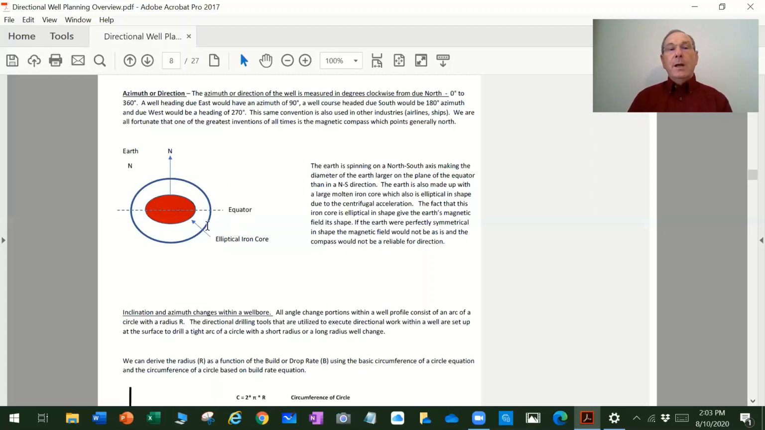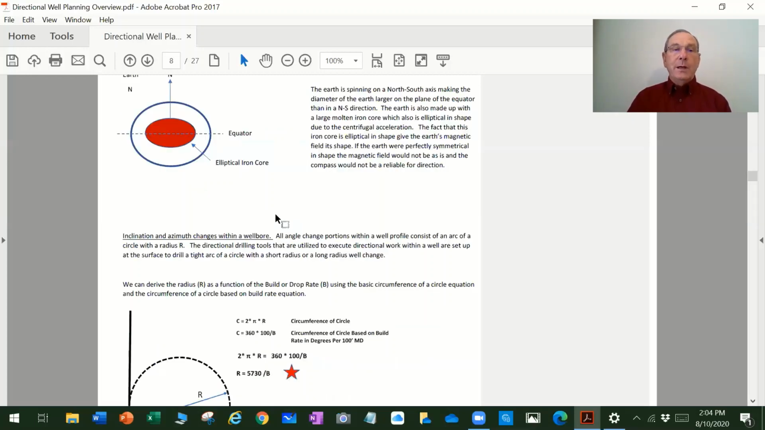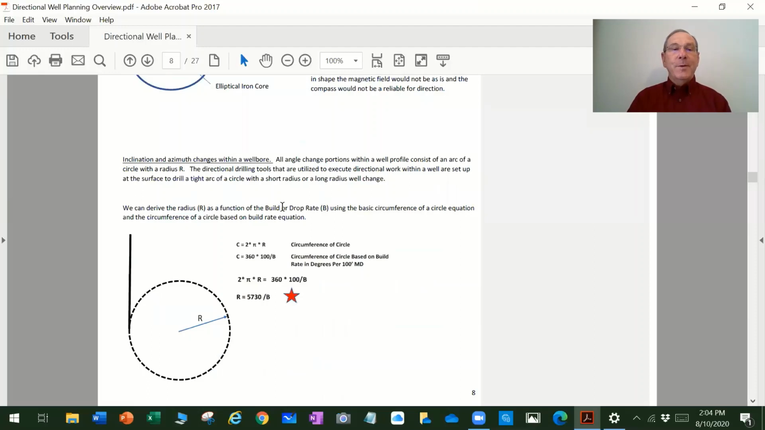Now, the center of the Earth is made up mostly of a big molten iron mass. The centrifugal acceleration of the Earth spinning makes this elliptical in shape too, which affects the magnetic field around the Earth. The fact that the Earth is elliptical in shape and this iron core is elliptical in shape is what creates the properties of the magnetic field such that a compass can easily work. So that's just an interesting note that you might be interested in.